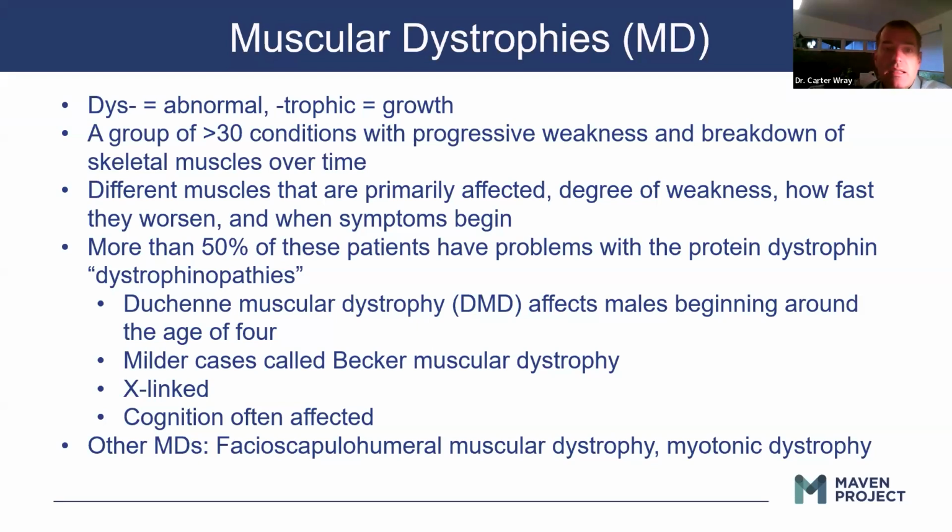And so in the different muscular dystrophies, different muscles are going to have more problems. How weak those muscles are could be different from disease to disease. How quickly they deteriorate, and when the symptoms declare themselves, is going to be different in the different muscular dystrophies. A lot of people, when they hear muscular dystrophy, just jump to a group of diseases that have to do with the protein dystrophin.